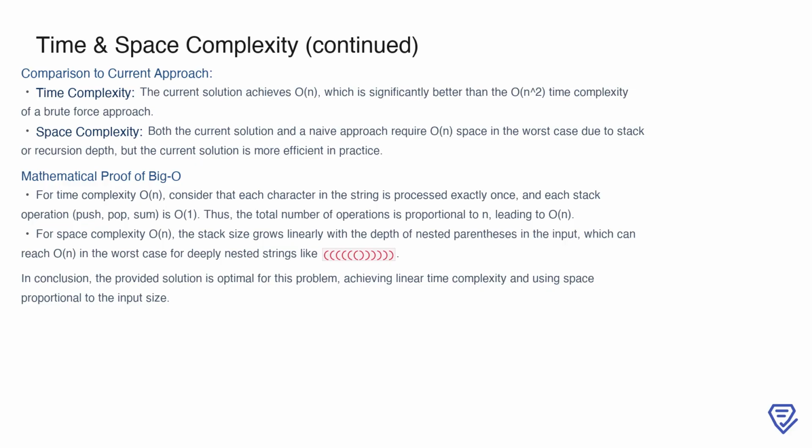To mathematically prove the O(n) time complexity, observe that each character in the string is processed exactly once, and every stack operation, whether it's a push, pop, or sum, is O(1). The total operations are therefore directly proportional to the length of the string. Similarly, the O(n) space complexity arises because the stack size grows linearly with the depth of nested parentheses, reaching O(n) in the worst case for deeply nested inputs. Ultimately, this algorithm is both time and space optimal for solving the problem.